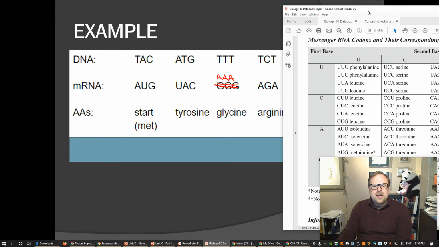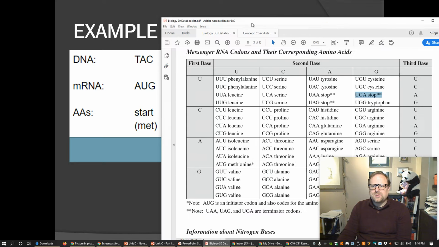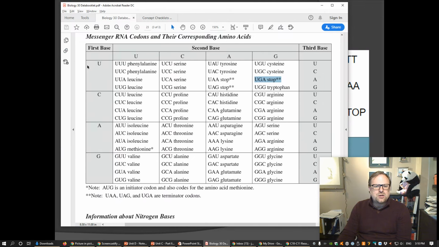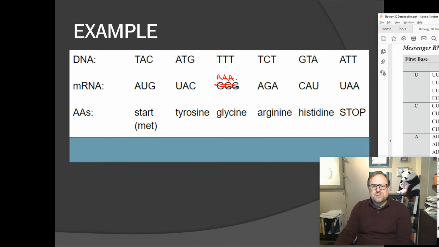Okay. Our next one is UAC. You can see that over here. So bring that back in, find U, find A, find C. That's tyrosine. Okay. Now I'm going to go correct my mistake here.